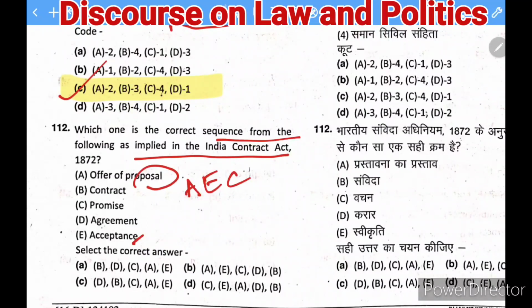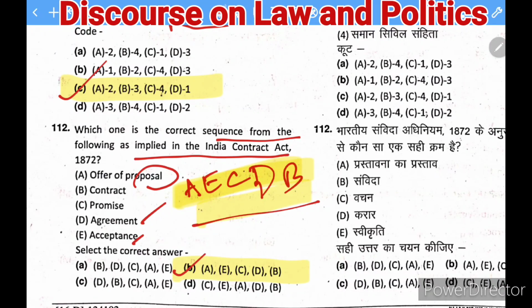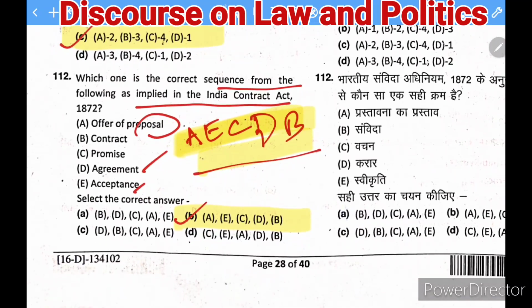And once it becomes a set of promises from both sides, it becomes the agreement. That means the D will come next. And then it is going to be a contract at the last. So B will come at the last. So what you find is that the correct code is A, C, D, B here. And you can see the B is the correct option.